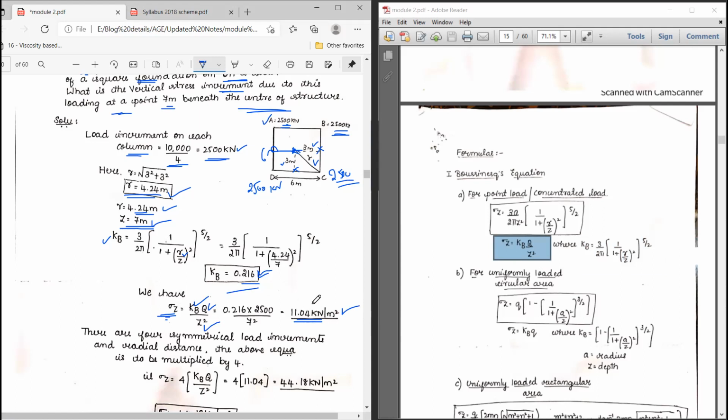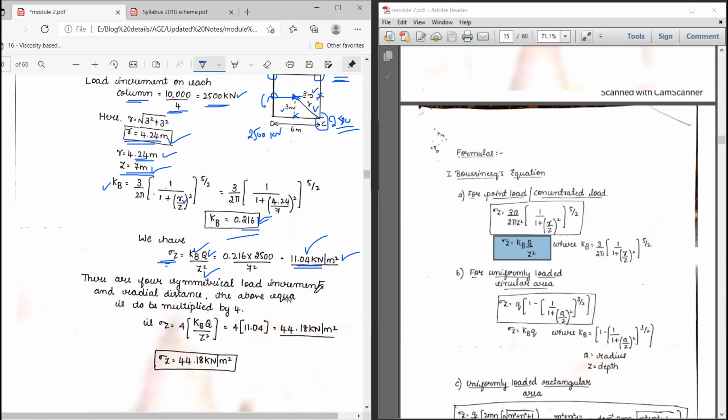Now, this is the pressure created at the center below 7 meters because of one column. But how many columns are there? A, B, C, and D, in total 4 columns, correct? Therefore, what is the total pressure acting 7 meters below at the center? That is 4 times 11.04, which will be equal to 44.18 kilonewton per meter square.